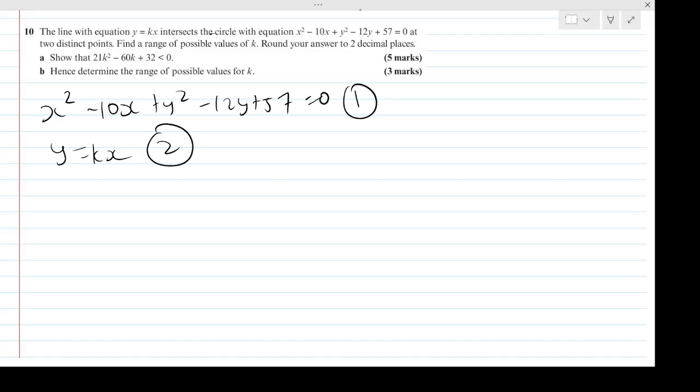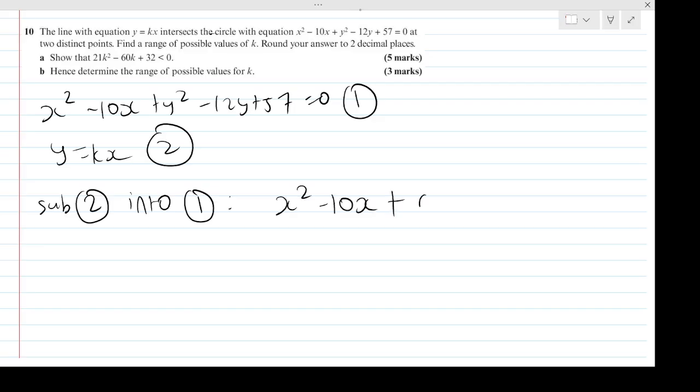So if y equals that, I'm going to sub equation 2 into equation 1. If y is kx, then the top equation becomes x squared minus 10x, then y squared becomes kx all squared, minus 12y will be 12 lots of kx, plus 57 equals 0. And that is a 57 there.